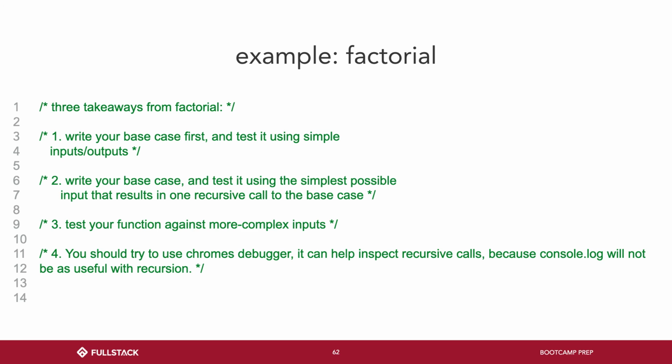I don't know why it says 3 takeaways, but there's 4 things. So you should try to use Chrome's debugger. I mean, I guess you can use console logs, but I wouldn't, because console logs are a little tricky when you're trying to debug recursion, right? But I would still recommend console logging. Don't change the way that you have gotten comfortable with debugging things because we're dealing with recursion. I think that's bad. It makes you more uncomfortable.